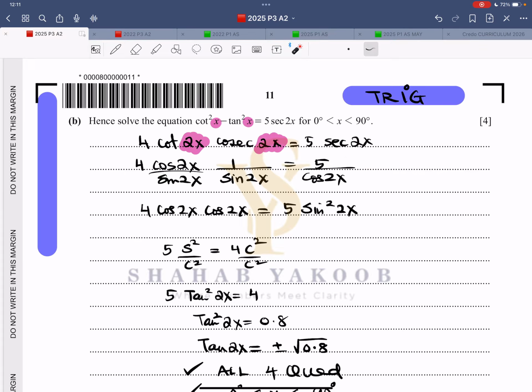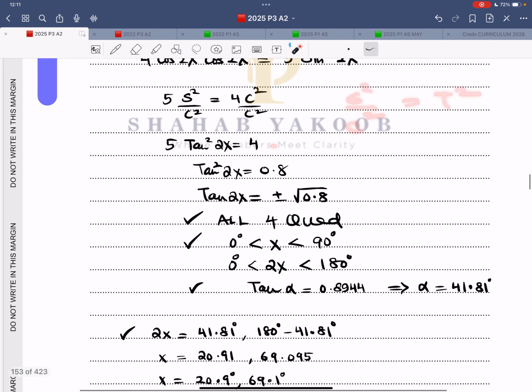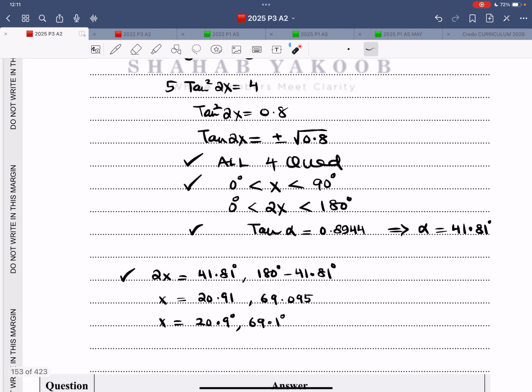And then cross multiply, take common. There is nothing common. So basically sine square over cos square, that is tan square. This is what you get. Tan square 2x is this much, tangent 2x is plus minus because you are taking the square root. The answer in all 4 quadrants, that is step number 1. Answer in all 4 quadrants.